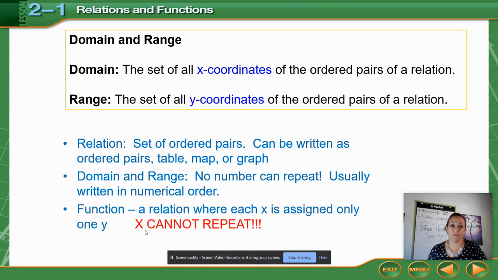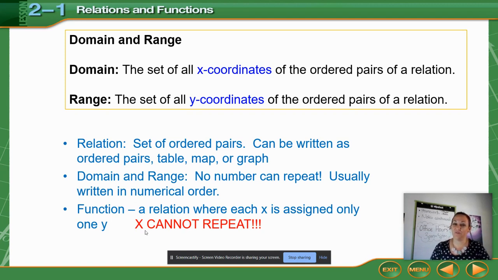The other thing we're learning about today is what a function is. So one of the questions I will ask you is, is this relation a function? The technical definition of a function is a relation where each x is assigned only one y. Essentially, what that means for us is that you can't have a repeating x. If you have the same number for x written twice, that means that it is not a function because that number has two y's assigned to it, and that's not good.